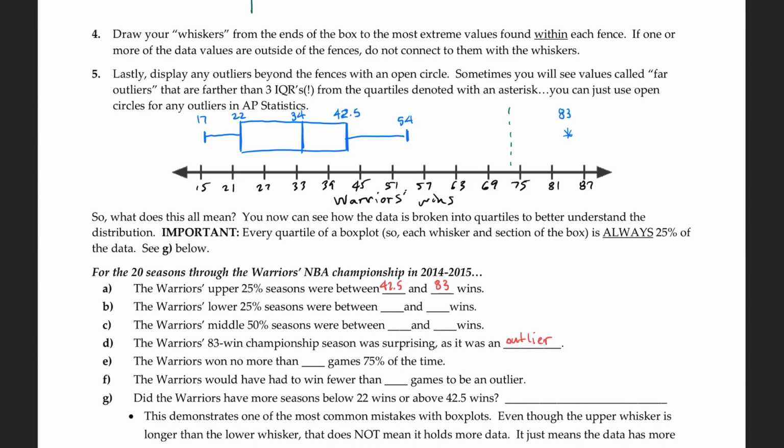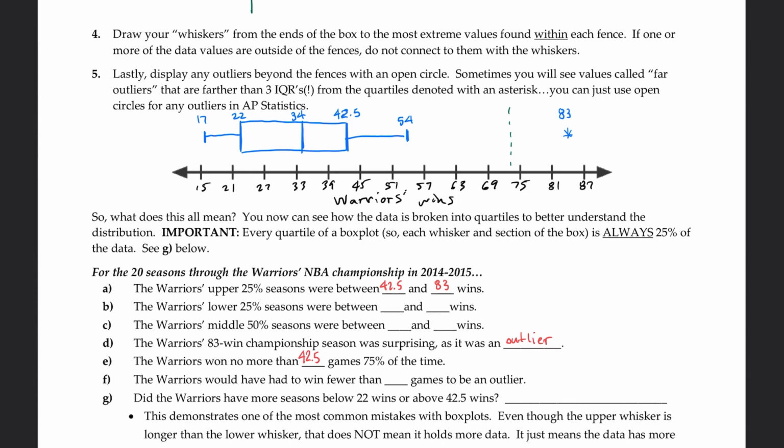The Warriors won no more than blank games 75% of the time. The Warriors never won more than blank games 75% of the time. What's that one going to be? Hopefully you said 42.5 as well for this one, just like in part A, because that is the 75th percentile right there. So 75% of the time they won fewer games than 42.5.